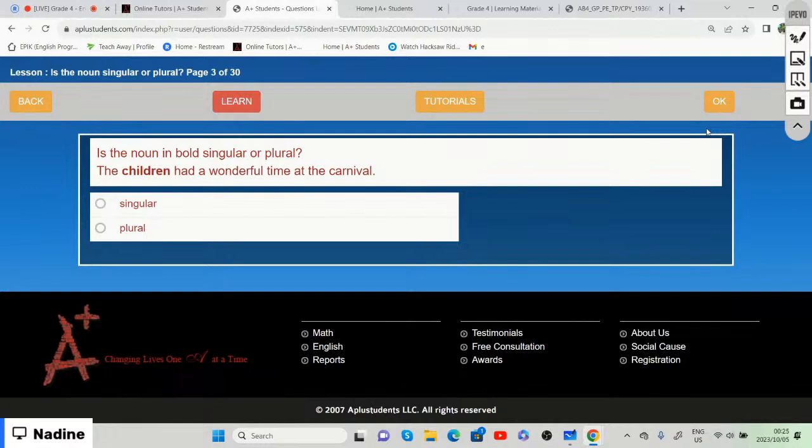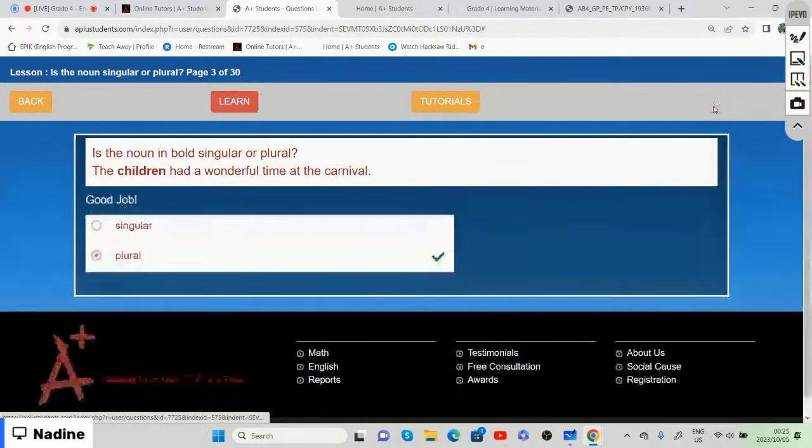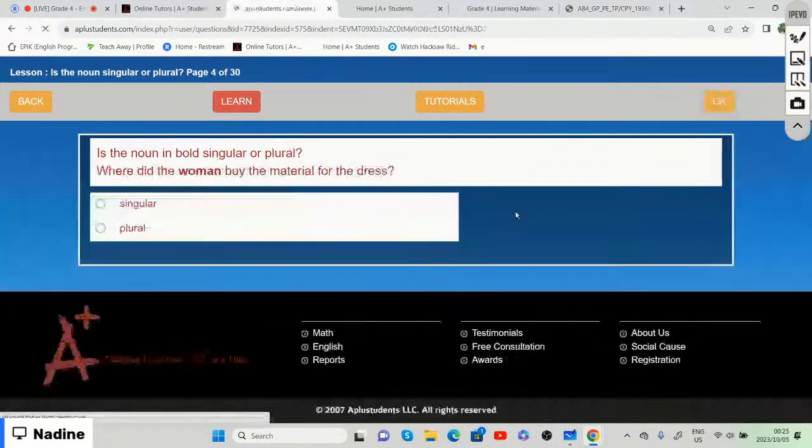So children refers to more than one person, right? Which means that it is plural. So more is correct, but we should also say that it is plural because plural refers to two or more people, places, animals, or things, and singular refers to only one. So more is correct. So plural it is.